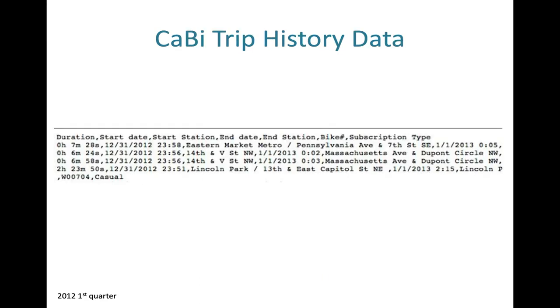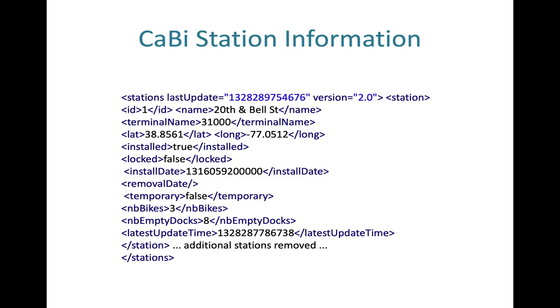Okay, we are going to be using two types of data sets from the CaBi system. The first one is the CaBi trip history. This file contains for each line one trip, where you can see the duration of the trip, start date, the station where the trip started, and there's also other information that we won't be using about bike numbers, subscription type. And then we'll also be using CaBi station information that contains data about the address of the station, as well as the latitude and the longitude, to understand what's the specific geographic location where that station is located. There's also other information we won't be using, like number of bikes, number of empty docks, and so on. You can browse through it if you're interested.